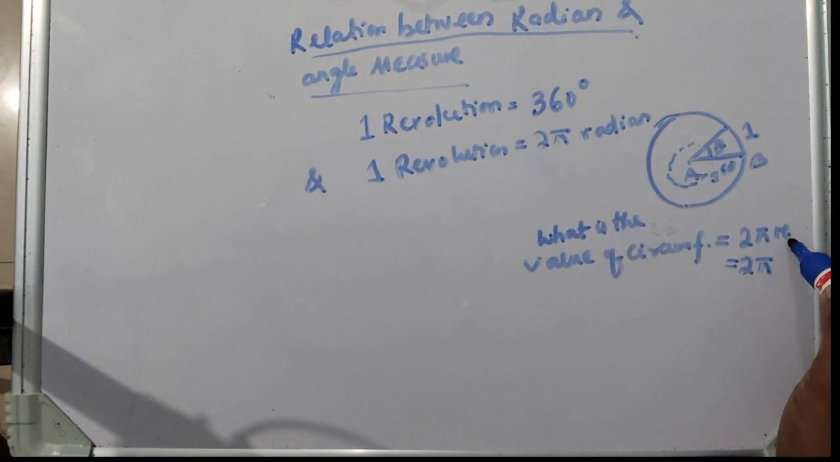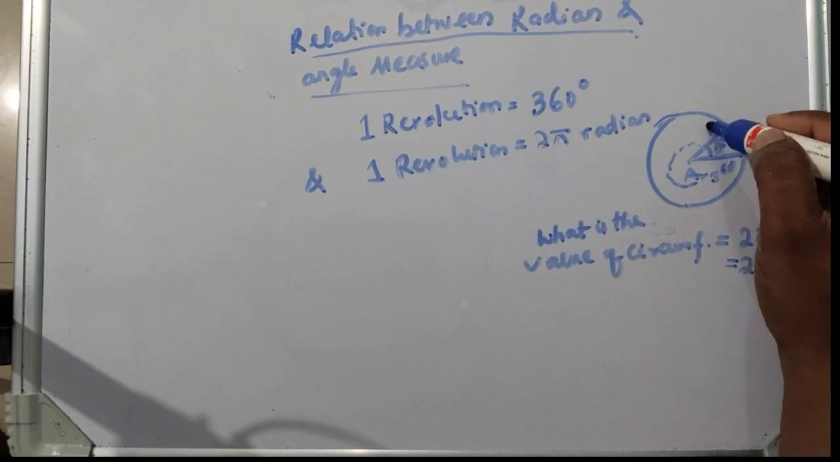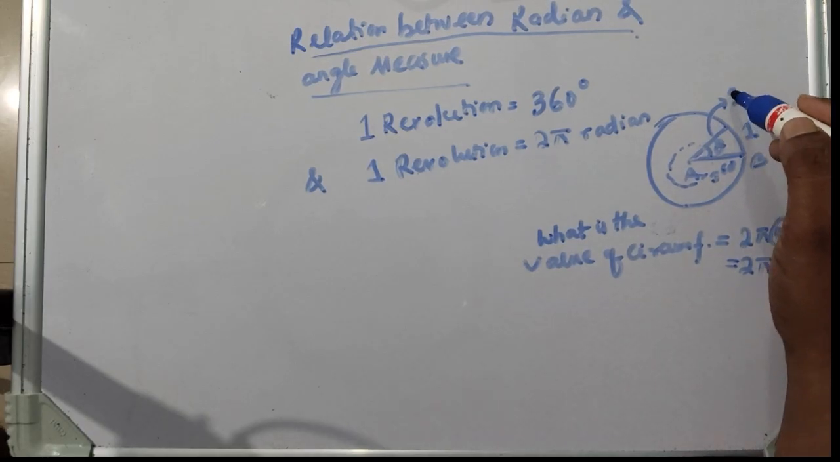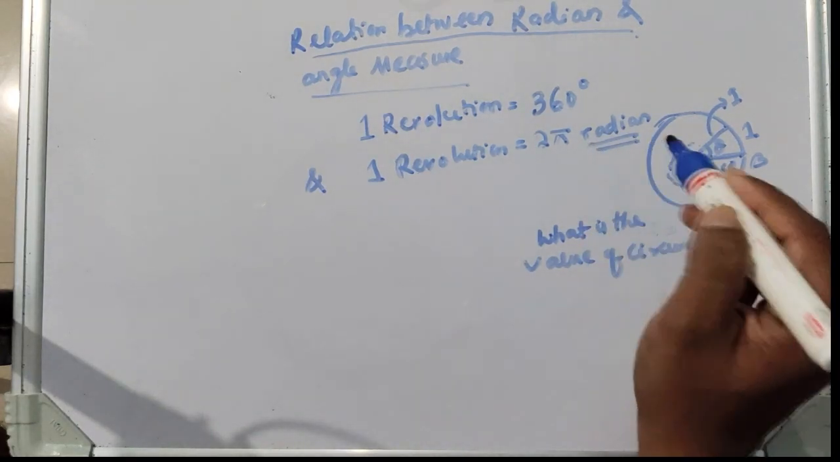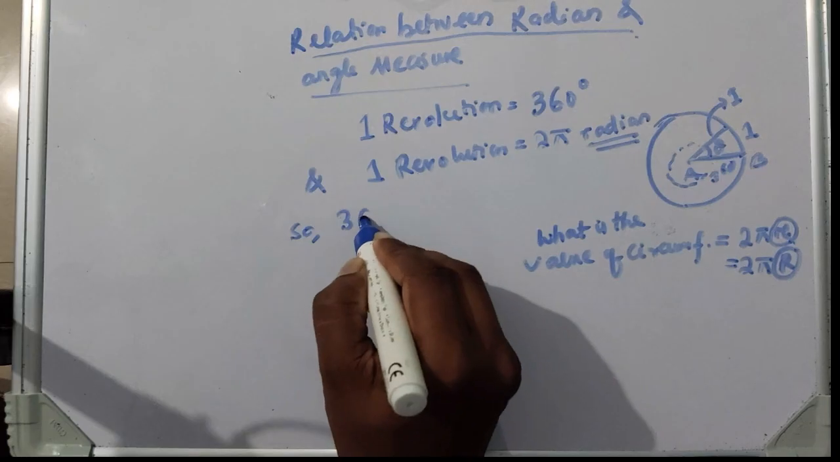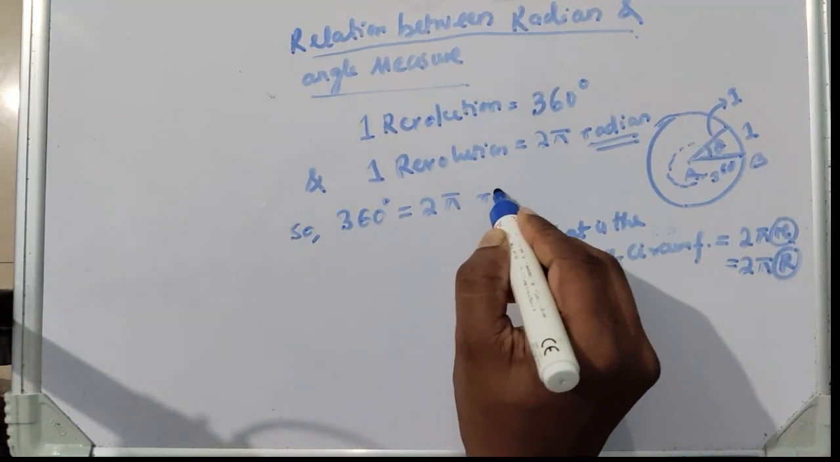Because r is 1 here. We have considered r is 1 here, but not always r is 1. The r value is not defined always, 2 pi r. But since we are not writing 1 always, we mention it as radian. So 360 degree is equal to 2 pi radian, rad.